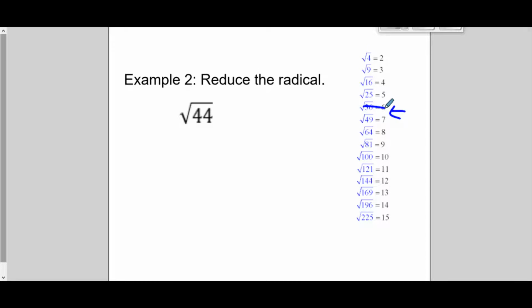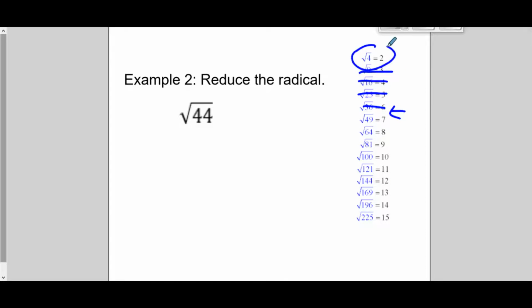25 would go into 44, but again, it doesn't go in there evenly. I would have some type of decimal. 16 would go into 44, but again, not evenly, so I would end up with a decimal, so I'm not going to choose 16. 9 would go into 44, but it doesn't go in evenly, so I'm not going to choose 9. So the only one that's going to work is the 4.